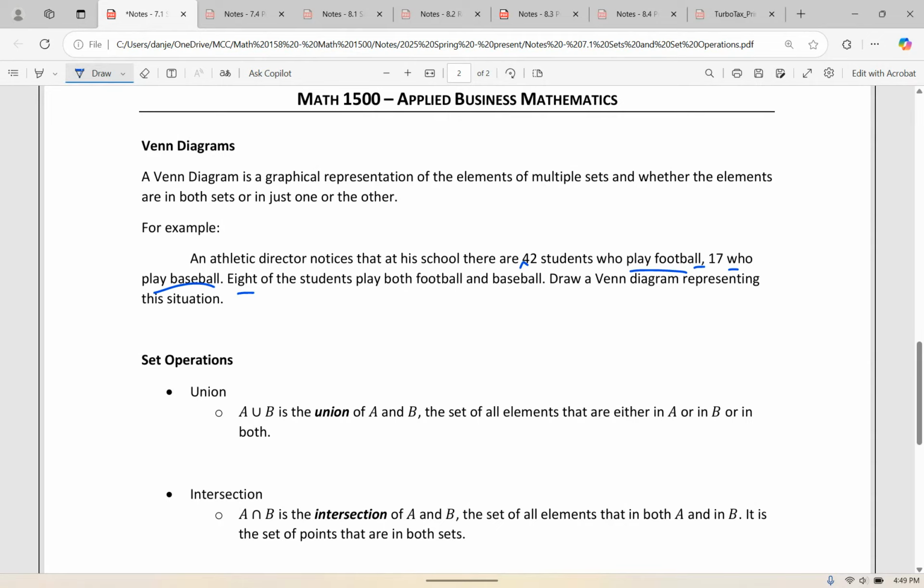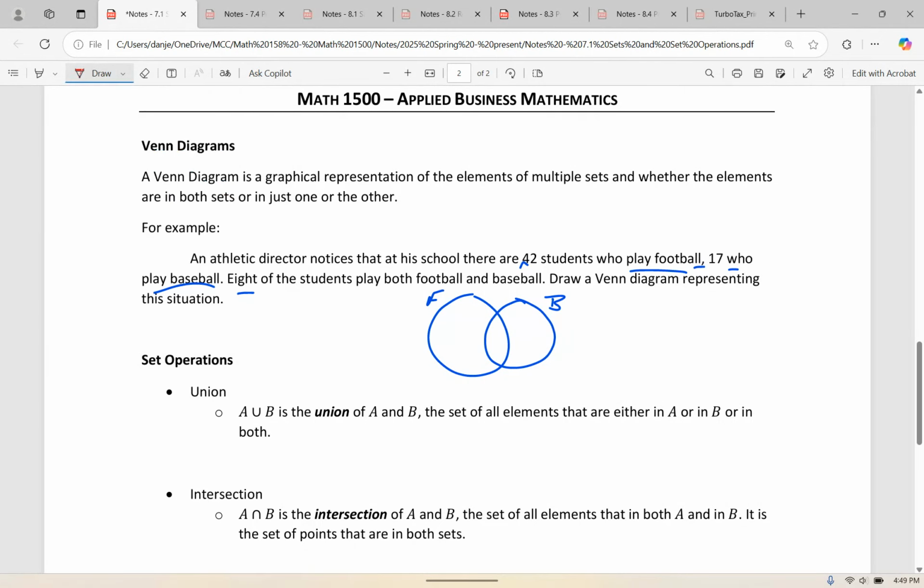If I want to draw a Venn diagram to represent the situation, I'm going to draw one circle to represent football and another circle to represent baseball. Notice that the circles overlap. The reason that the circles overlap is because I have some students, 8 students, who play both football and baseball. So in this overlap is the students who play both football and baseball.